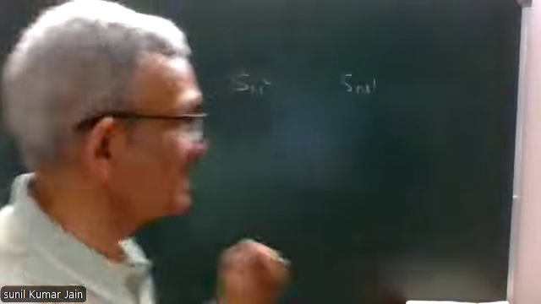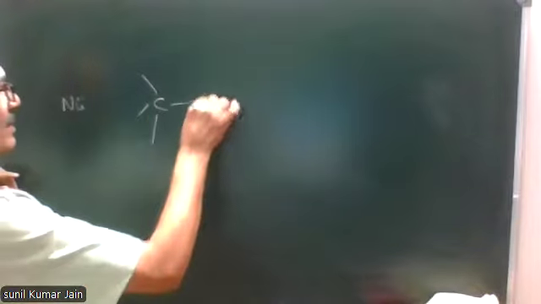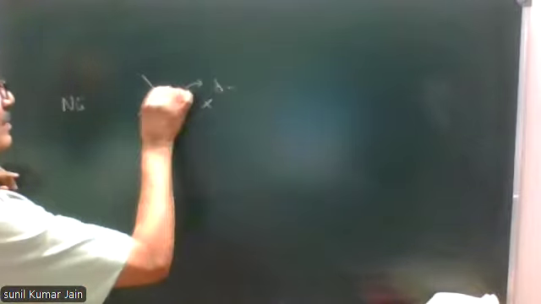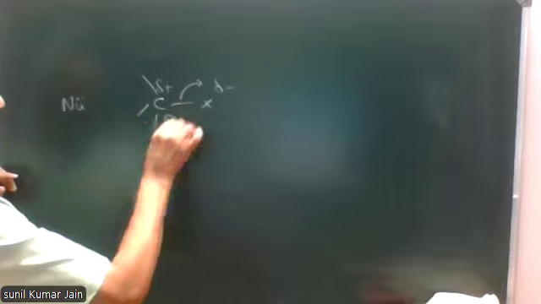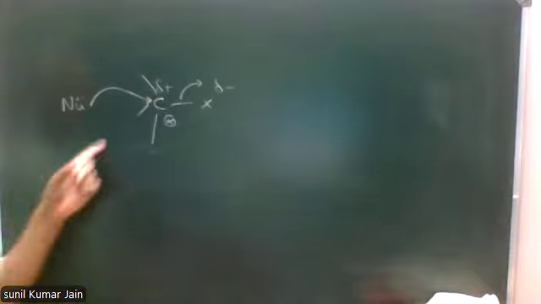So how do we represent this? The nucleophile attacks the alpha carbon atom from the backside.